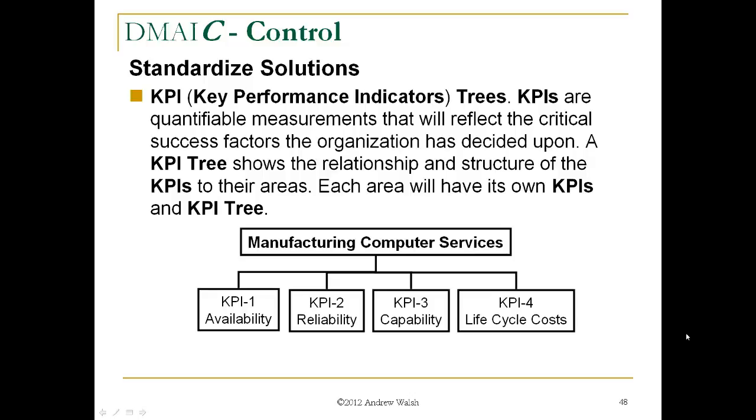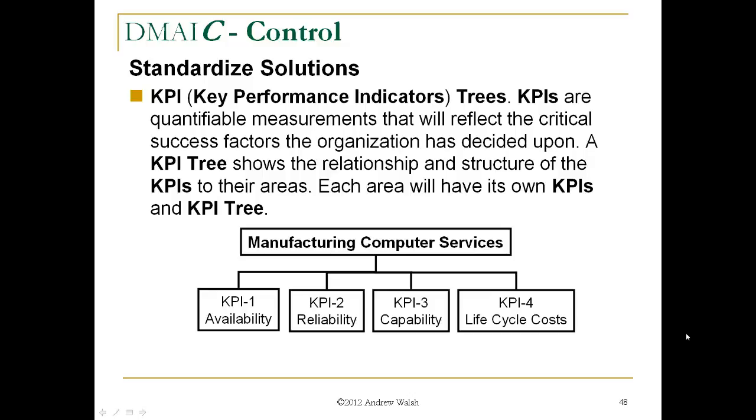So let's say in manufacturing we're using computer services, and we've decided that the important things to us are availability, reliability, capability, and lifecycle costs. Availability, we want the computer systems that we're using to be available 100% of the time. We don't want them to be down.